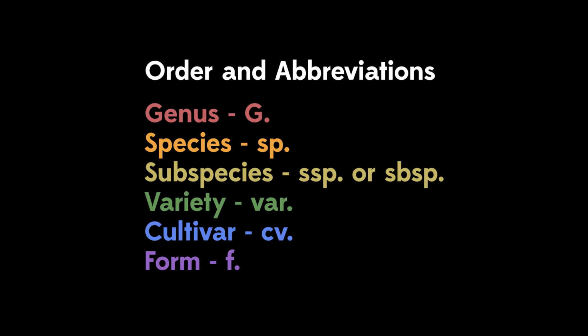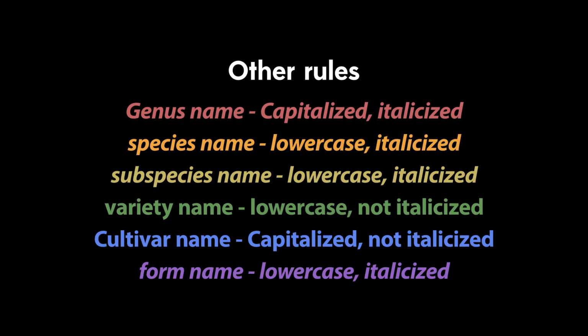All together now. The order of a scientific name is genus, species, subspecies, variety, cultivar, and form. And you can see the abbreviations on the screen. When writing a scientific name, the genus name is always capitalized and italicized. The species name is all lowercase and italicized. The subspecies name is all lowercase and italicized. The variety name is lowercase and not italicized. The cultivar name is capitalized and not italicized. And the form name is lowercase and italicized.